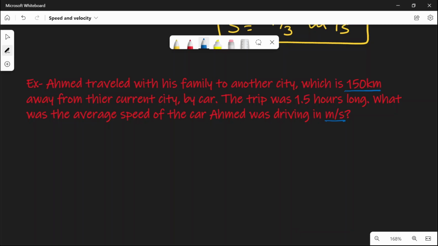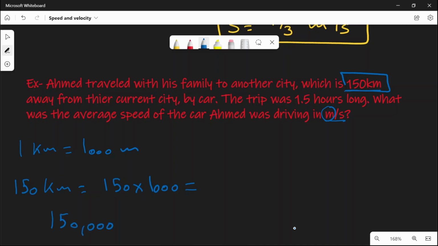So first we need to convert 150 kilometers to meters. We know that 1 kilometer has 1000 meters. So 150 kilometers will have 150 multiplied by 1000 meters. 150 multiplied by 1000 is equal to 150,000 meters. Now, what about time? Time is 1.5 hours long.